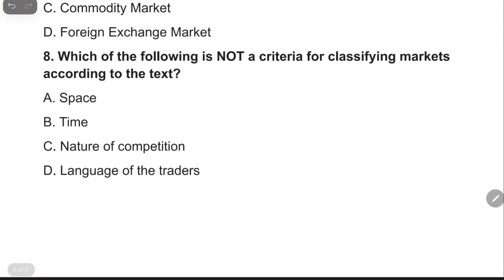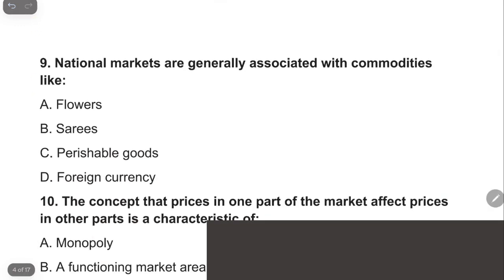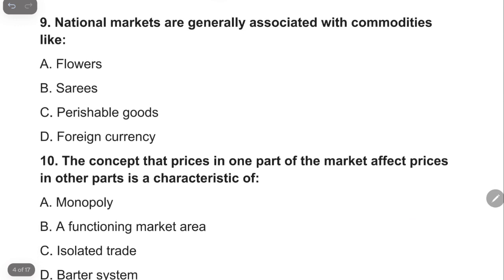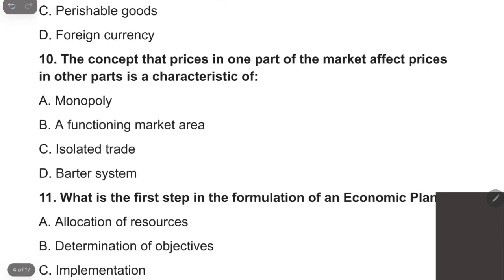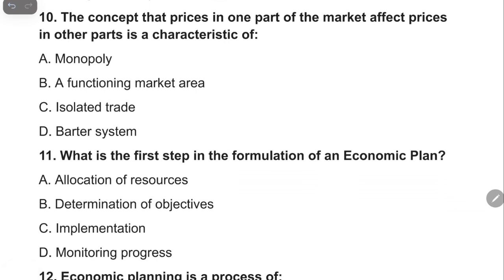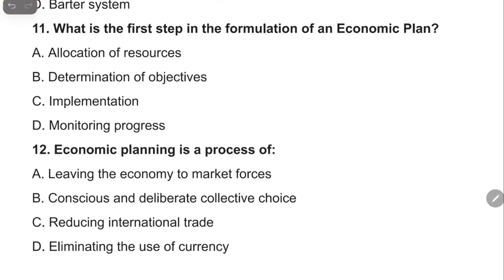Which of the following is not a criteria for classifying market according to the text? Language of a trader. National markets are generally associated with commodities like sarees. The concept that price in one part of a market can affect the other part is a characteristic of a functioning market area. Option B. What is the first step in the formulation of an economic plan?